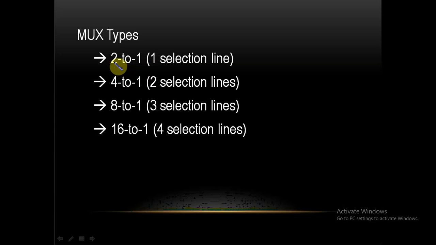Two input lines means the output is already clear. 2 raised to m equals n. When you put 2 raised to 1, it generates two input lines. When you require 4, you put 2 raised to 2, and we get 4 input lines. 2 raised to 3 means 8 input lines. 2 raised to 4 means 16 input lines.